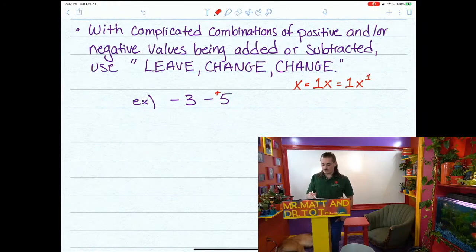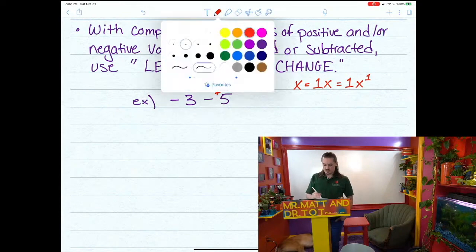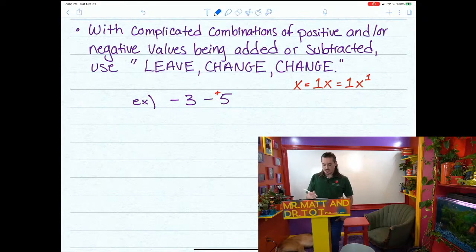And so if we go through and do leave, change, change, leave the first sign alone, change the operation, change the sign of the second number. Notice that -3 plus a -5 is a little bit easier to wrap your mind around than -3 minus a positive 5. So -3 plus a -5 would give us a -8. We can see that they're both going in the negative direction, and so they're going to sum to a negative value with a higher magnitude than any of the original values.